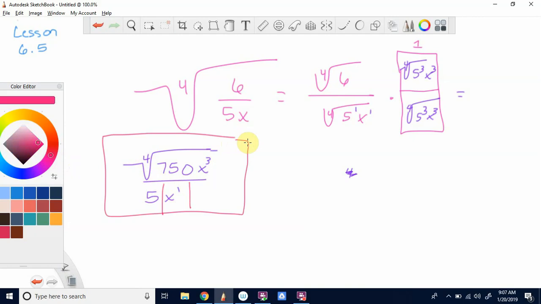All right, so pause this, and then we'll move on to example 3. Do guided practice 2a and 2b.